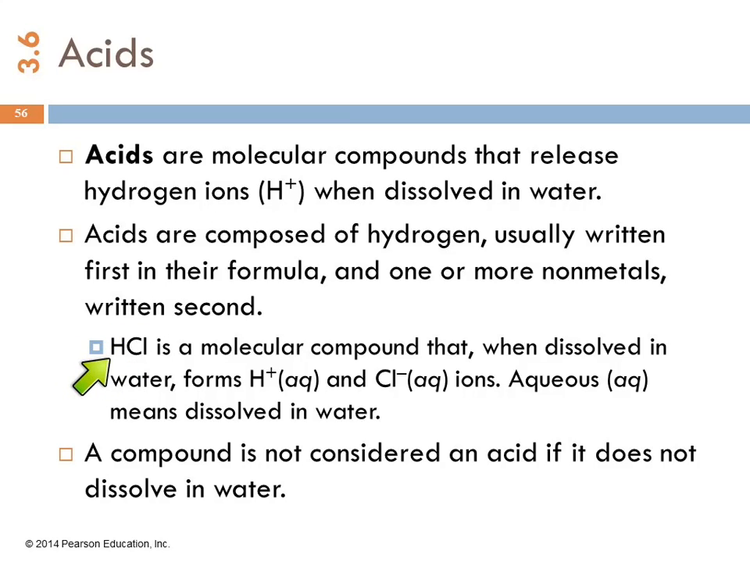It's really only an acid if it's dissolved in water. So when dissolved in water, it forms hydrogen ions and chloride ions. And when we have that (aq) in parentheses, that means aqueous, which means dissolved in water. So HCl is named as an acid if it's dissolved in water. It's named as a binary molecular compound if it is not. Isn't that fun?